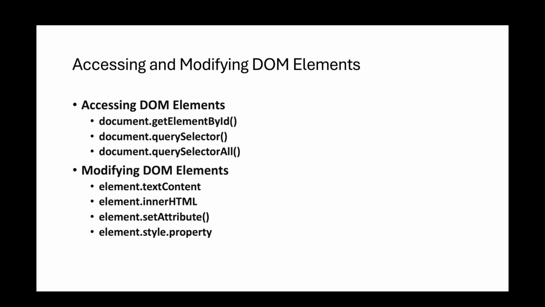Modifying DOM elements. Once DOM elements are accessed, developers can modify their properties, attributes, and content using JavaScript. Common methods for modifying DOM elements include element.textContent, which sets or returns the text content of an element. Element.innerHTML sets or returns the HTML content of an element. Element.setAttribute sets the value of an attribute on the specified element. Element.style.property sets or returns the value of a CSS property for an element.